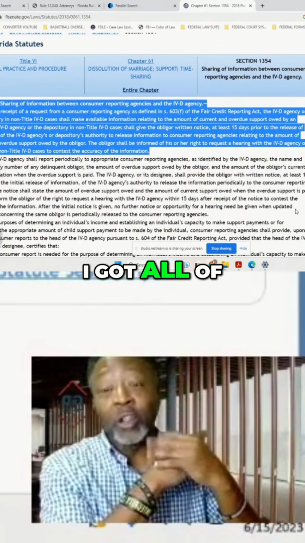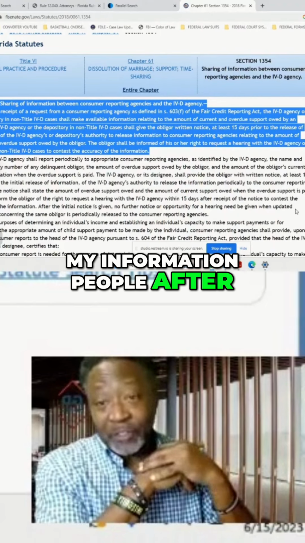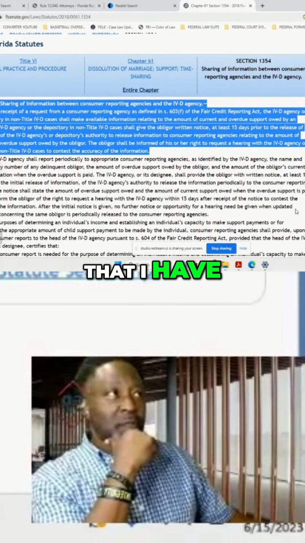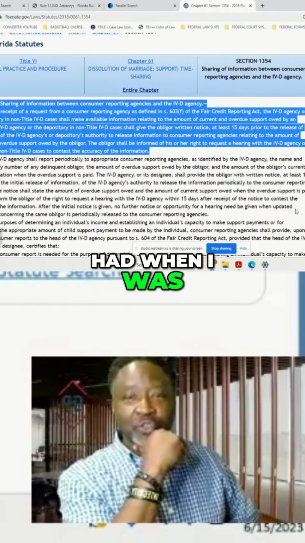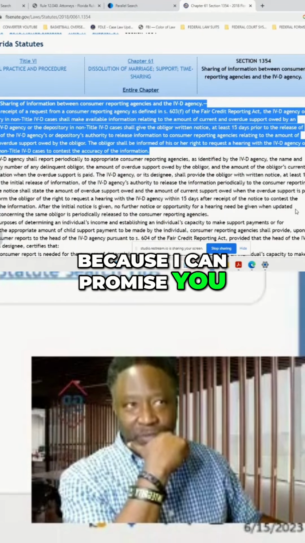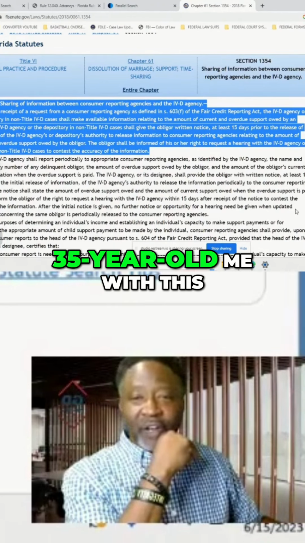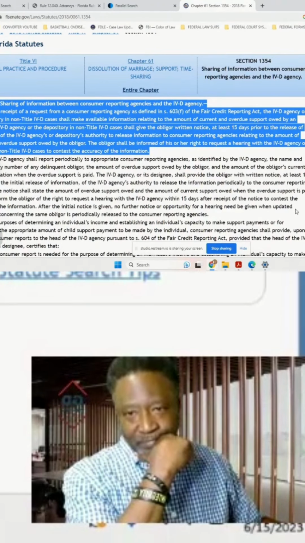And by the way, I got all of my information, people, after the age of 40 for the most part. Most of the information that I have, I wish I'd have had when I was 25 or 30, because I can promise you, they would never have wanted to deal with a 30-year-old me or 35-year-old me with this kind of information.